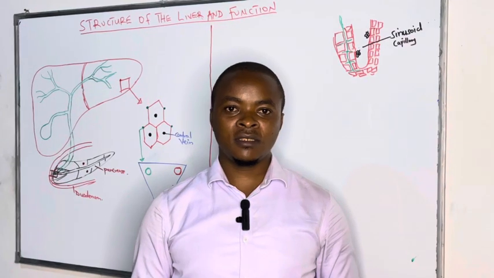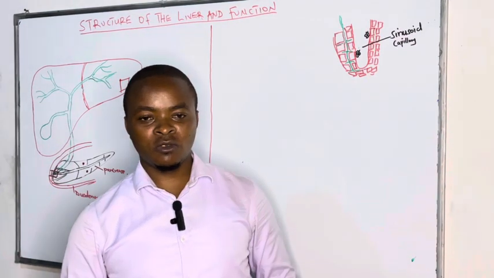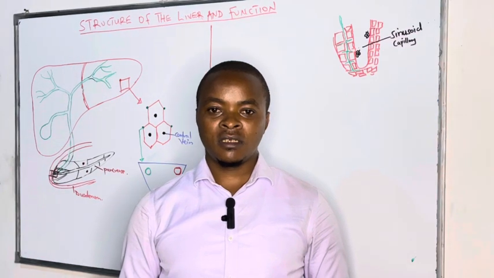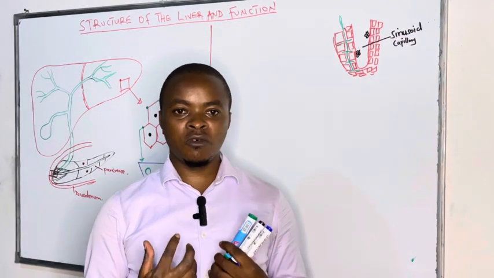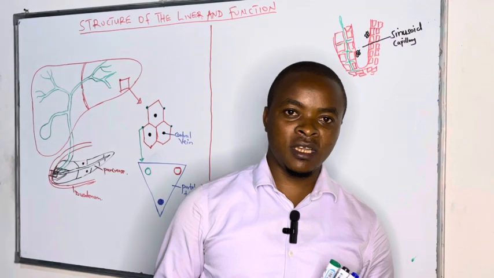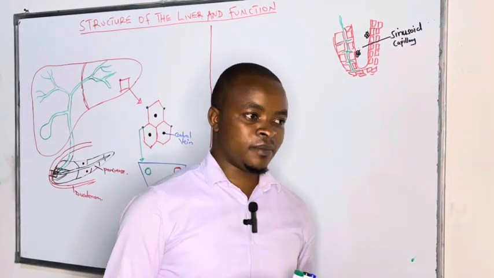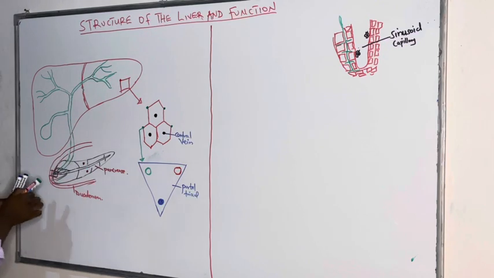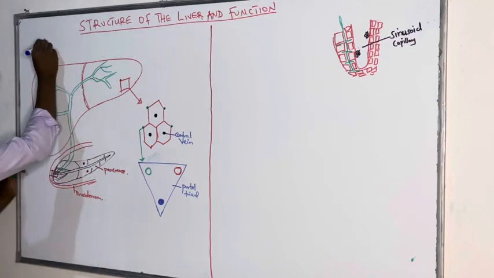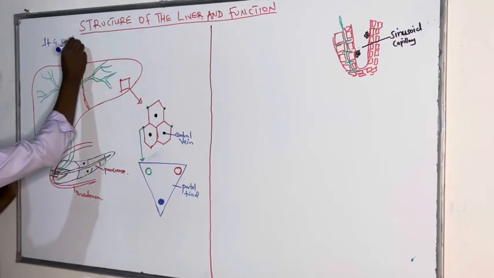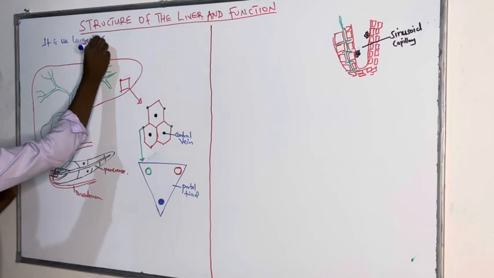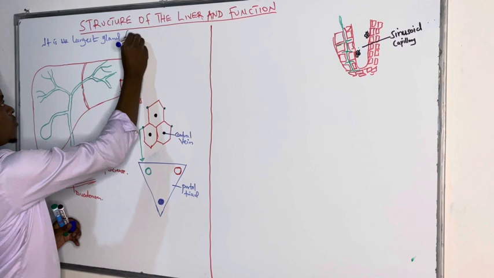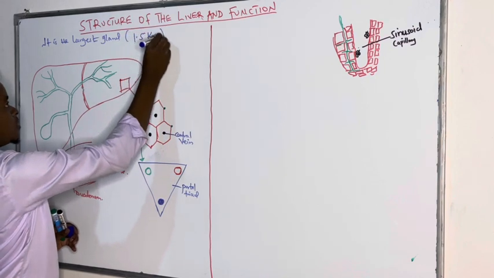Hello everyone. In today's session, we want to talk about the structure and function of the liver. We want to look at how the liver is the largest gland in the body. Being the largest gland in the body, it weighs 1.5 kilograms.